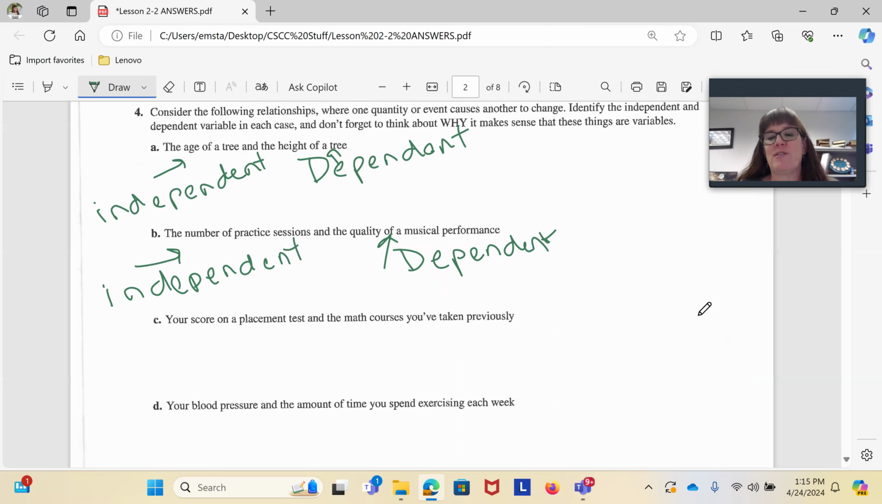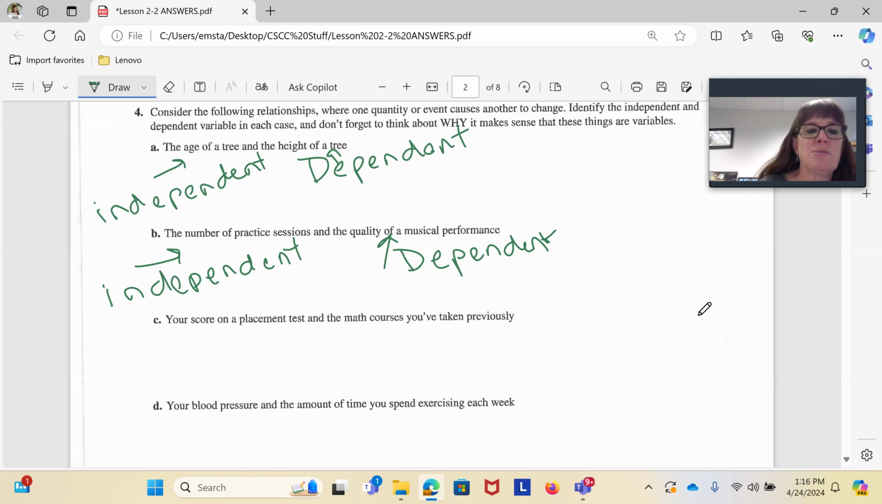C is one you may be very familiar with. Your score on a placement test and the math courses you've already taken. So does your score on the placement test depend on all the courses you took before, or do the courses you took before depend on your placement test? The second sentence in that case doesn't even make sense. There's no way that something that I take now can impact what I already did.